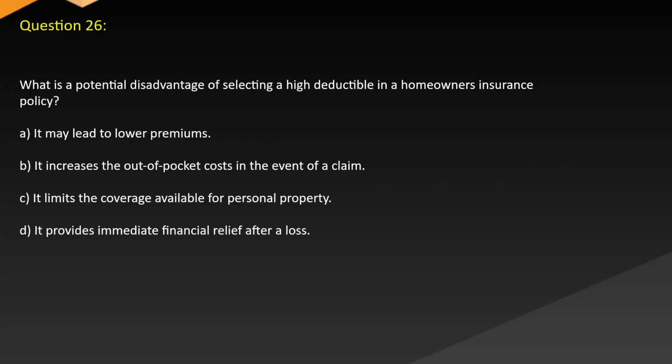Question 26. What is a potential disadvantage of selecting a high deductible in a homeowner's insurance policy? A. It may lead to lower premiums. B. It increases the out-of-pocket costs in the event of a claim. C. It limits the coverage available for personal property. D. It provides immediate financial relief after a loss.